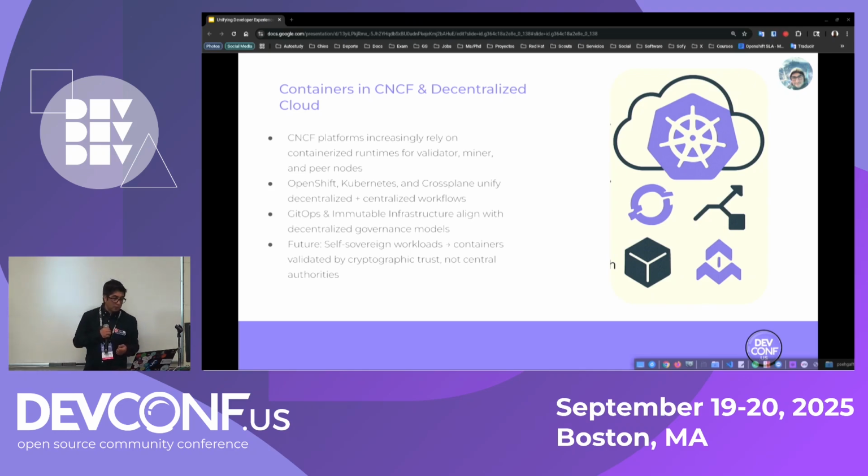Talking about the future. Containers are now very core to the cloud foundation, ecosystem, and decentralized cloud operators. The same platforms like OpenShift, Kubernetes, and Constellate are unified, decentralized, and centralized. You can have it on-prem or in the cloud.